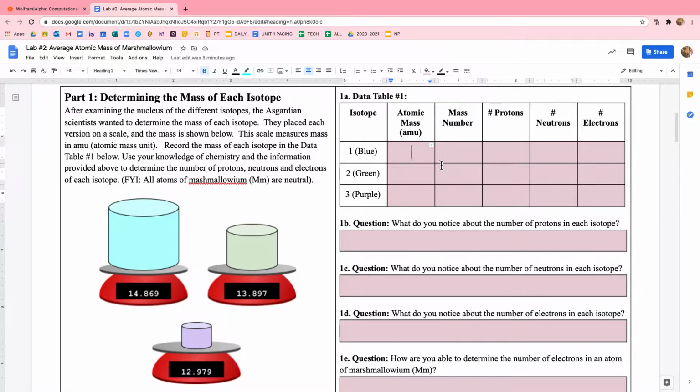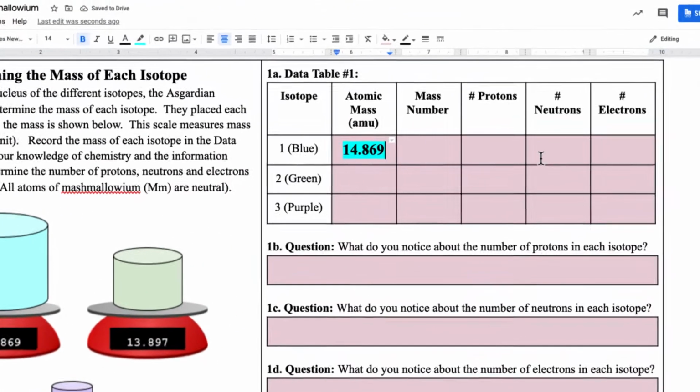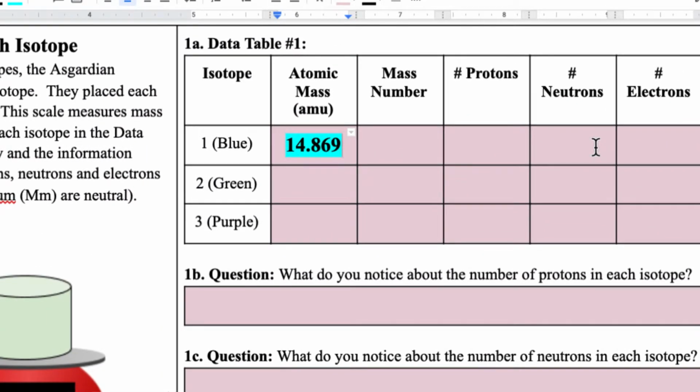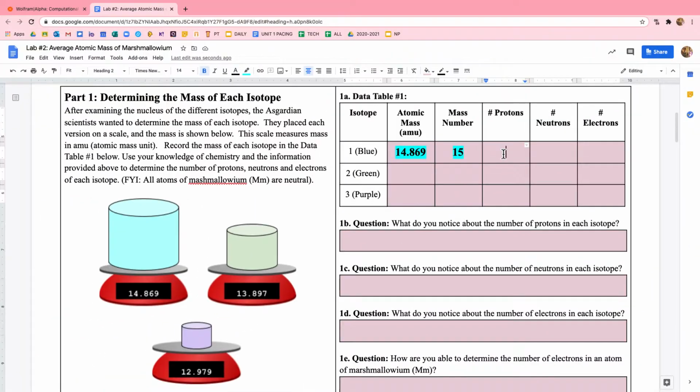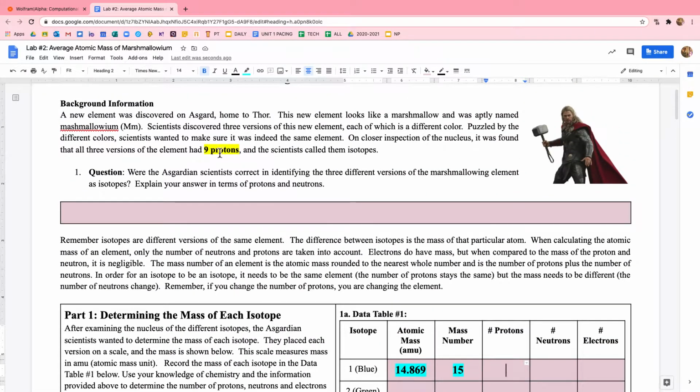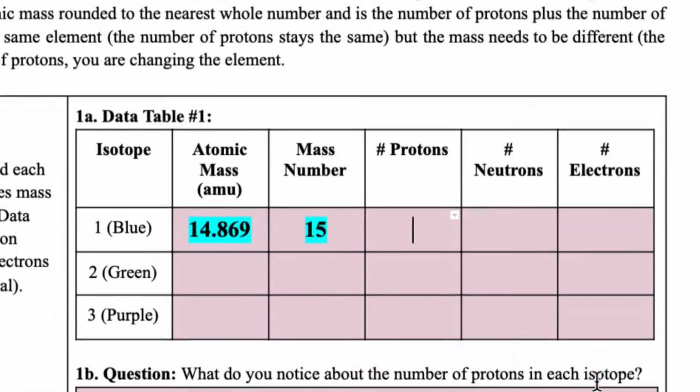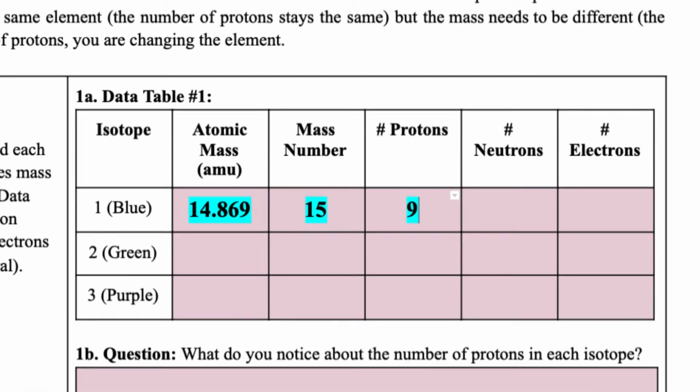So, atomic mass, how am I supposed to know that? Atomic mass is written on the little scale over here, so this one would be 14.869, and for the rest of the table, the mass number is the atomic mass rounded to the nearest whole number. The number of protons, where do we find the number of protons? It doesn't say it anywhere. Oh, right up top there, right? 9 protons. Okay. And that's going to be the same for all of them because they are isotopes of each other.